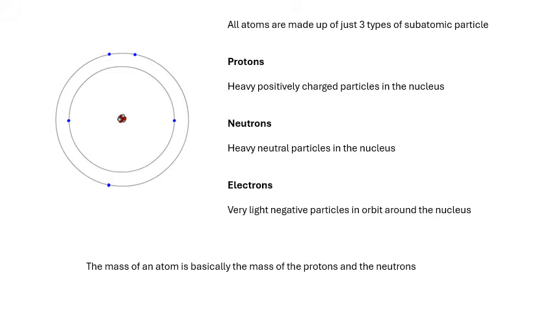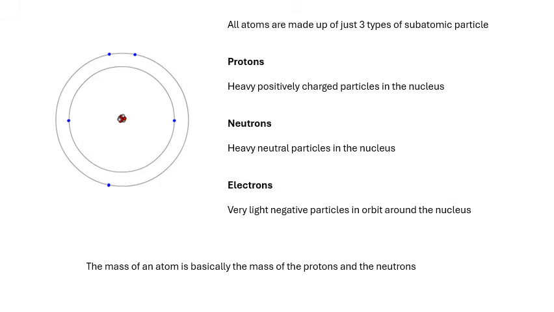Now, all atoms are made up of just 3 types of particle. Subatomic particles, things that atoms are made of, and they are protons and neutrons and electrons. The protons and the neutrons are in the bit in the middle, and the Latin word for bit in the middle is nucleus. So the protons and the neutrons are in the nucleus, and the electrons we can imagine for the moment whizzing around the outside, like in orbit, like the planets going around the sun.